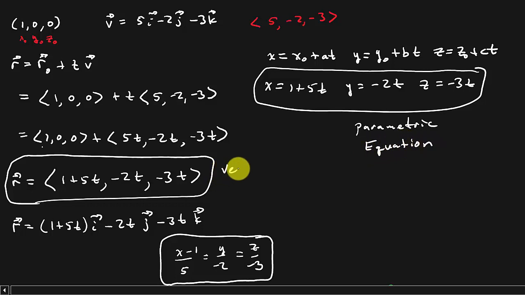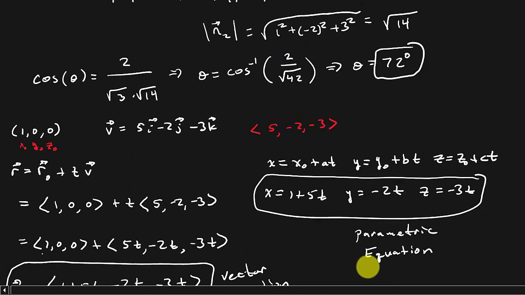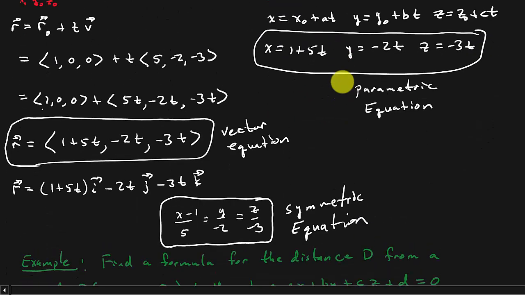This is your vector equation, and this is your symmetric equations. So this is one problem where you're finding the equation of the line, but your teacher could ask you to find the symmetric equations, or the vector equation, or the parametric equations. Well, now you know how to do that.